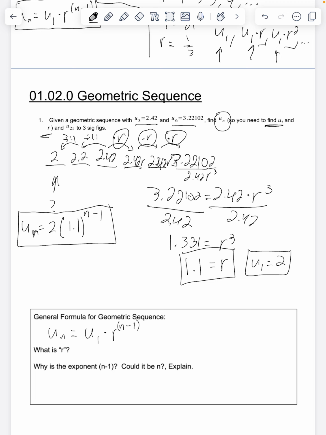So if I want u21, which is what they ask us for, to three significant figures, it's going to be 2 times 1.1 to the power of 21 minus 1, which is 20. So on my calculator, 1.1 to the power 20, and then multiplied by 2. That gives me 13.454, and they want it to 3 sig figs. So I round to 13.45, so that is approximately 13.5.